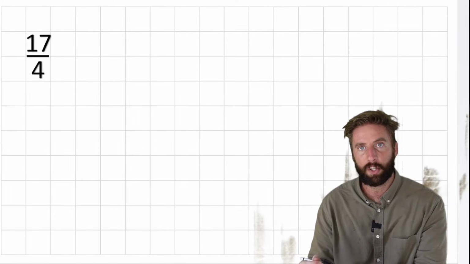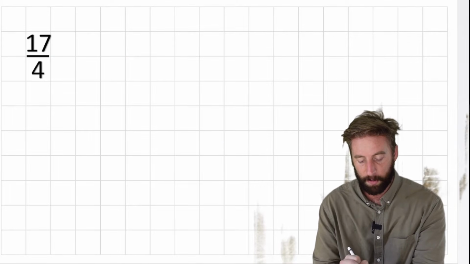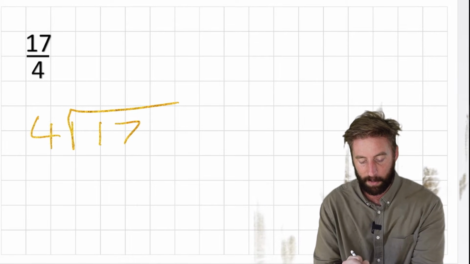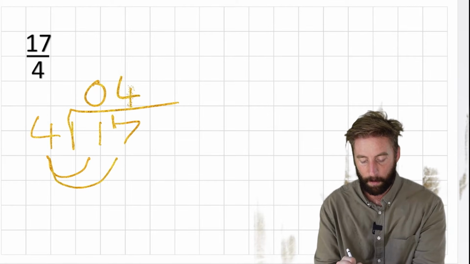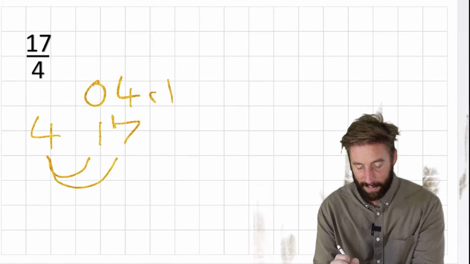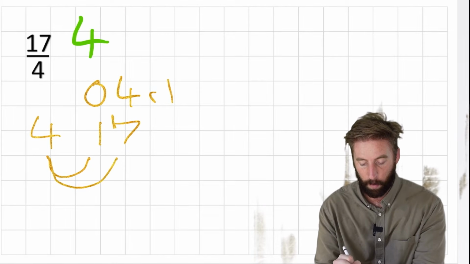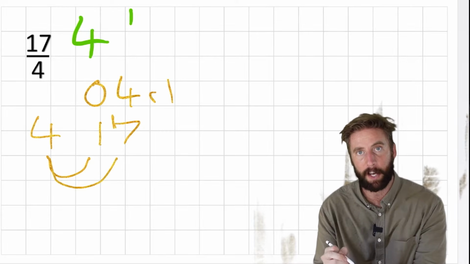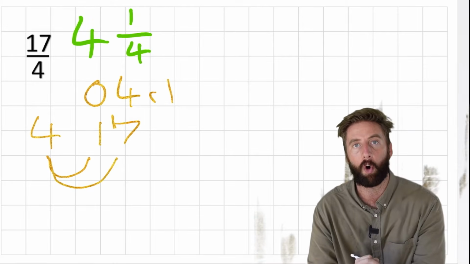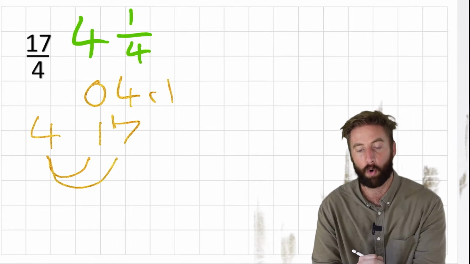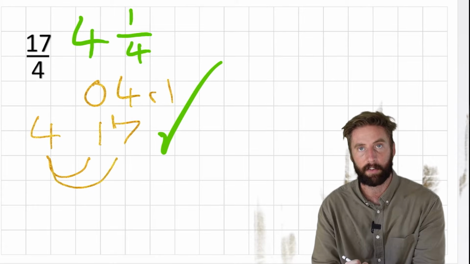So let's try and do division this time then. So we've got 17 fourths, so what we know now is if I put my 17 inside my bus stop and 4 on the outside, how many 4s are there in 1? There are 0, carry the 1 across. How many 4s are there in 17? 4, 8, 12, 16, we get 4, remainder 1. So I would write it as 4 with 1 left over. But I'm not finished, because what are we working in? We're working in quarters. So my answer is actually 4 and 1 quarter. And I'd give myself a big tick for that question.